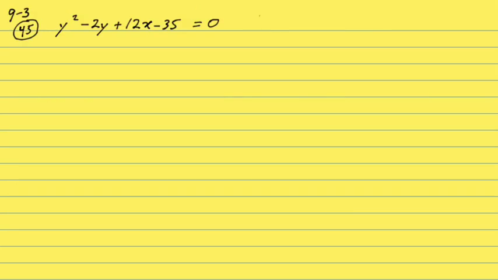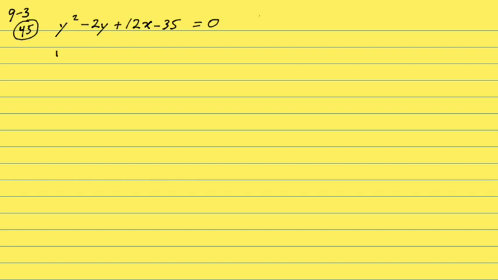Okay, I wrote down number 45. I can tell it's a parabola because only one variable is squared. Remember, if both variables are squared and added with the same coefficient, it's a circle. If both are squared and added with different coefficients, that's an ellipse. If both are squared and subtracted, that's a hyperbola. And in this particular case, when only one variable is squared, it's a parabola.